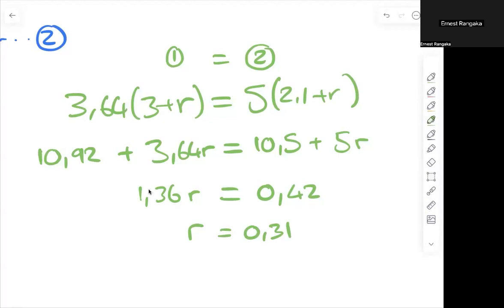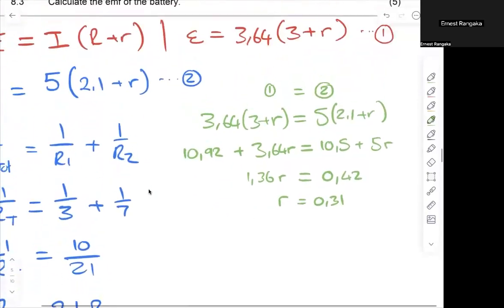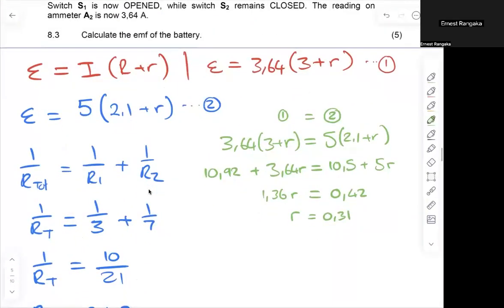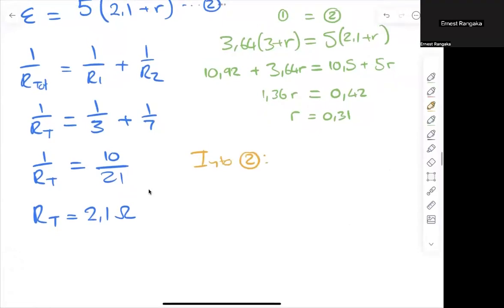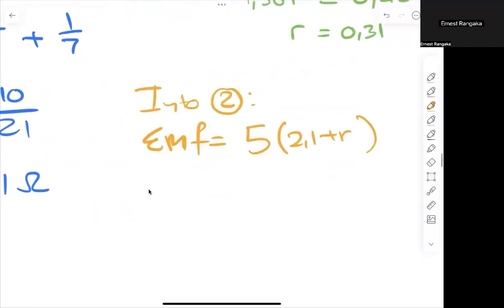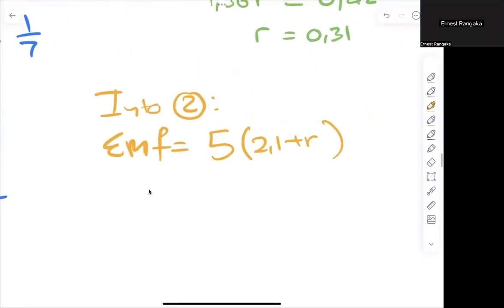Well done. Now I need to go find what my EMF is, and I can substitute that back into equation 1 or equation 2, completely up to you. I'm going to put it into equation 2. So into equation 2 says my EMF is equal to 5 into 2.1 plus r. So I want you guys to quickly substitute that, knowing that r is 0.31, and find our value for EMF. Let's see how we go.